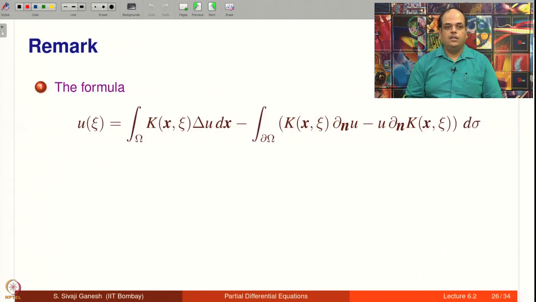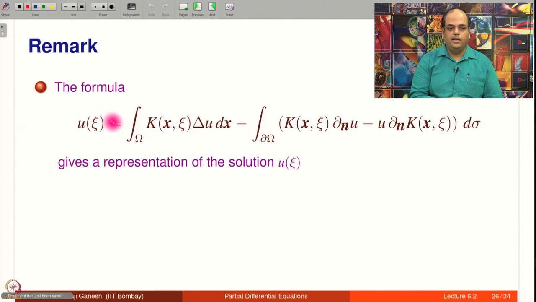Remark: this formula we have just proved, this is assertion 1, gives a representation of the solution. You want to know u of psi, it gives in terms of this k. Laplacian u is okay. If you are solving Laplacian u equal to f, this is known. If Laplacian u equal to 0, this term is not there. So, this is a known term, k is already known.